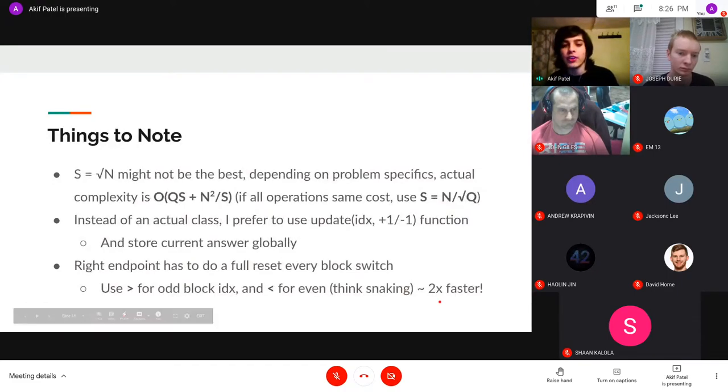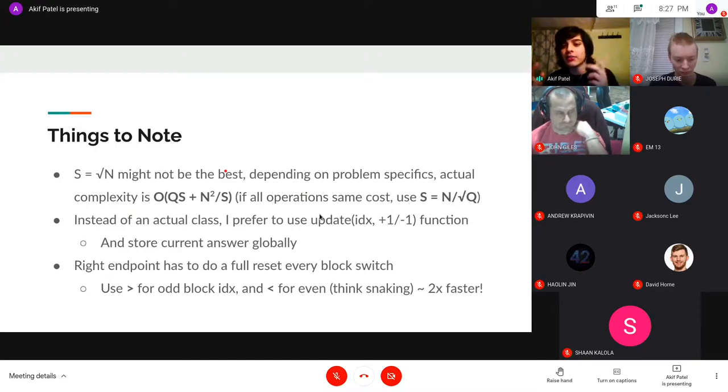So a couple of things to note here about Mo's algorithm. First off, setting S exactly square root of n might not be the best thing, depending on the specifics of the exact problem or how long each operation takes. I want to emphasize that this is nothing specifically to do with Mo's algorithm. In any problem where you have square root decomposition, depending on the constant factor on each side of the square root, it may be better or worse to use a few multiples of the square root, like 2 times or 3 times the square root. And this is something that happens in all square root decomposition problems.